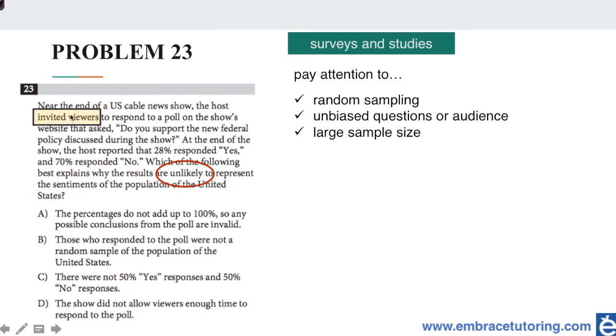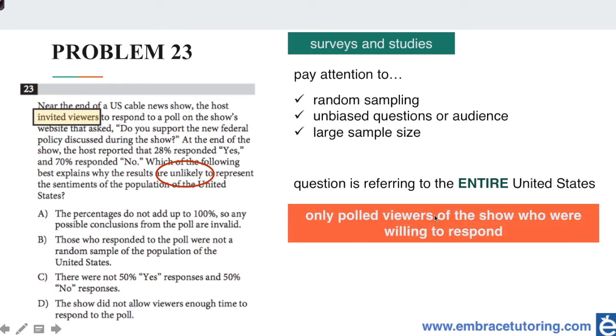Well, it's probably because of the fact that this sampling is only taking from viewers of the show who just happen to complete their results, right? So the question is referring to the entire United States, not just individuals who are watching the show. And it only polled viewers of the show who were really willing to respond. Not even everyone from the show polled, right? Not even everyone completed it. So it's definitely invalidated because it's not sampling the entire United States. It's only sampling individuals who watched the show and who are willing to respond.